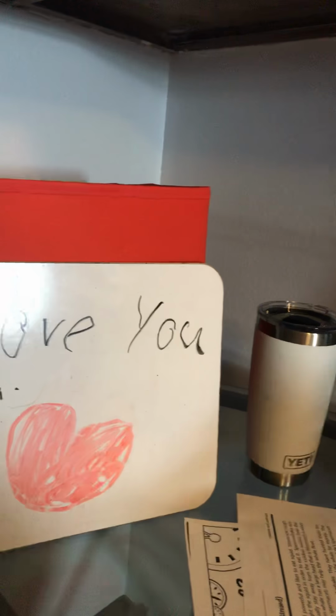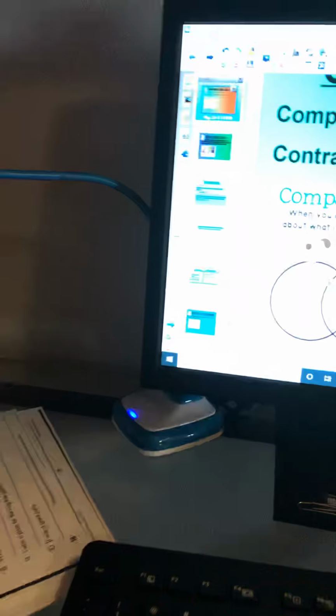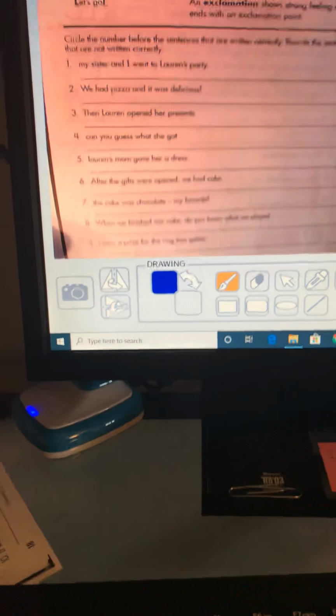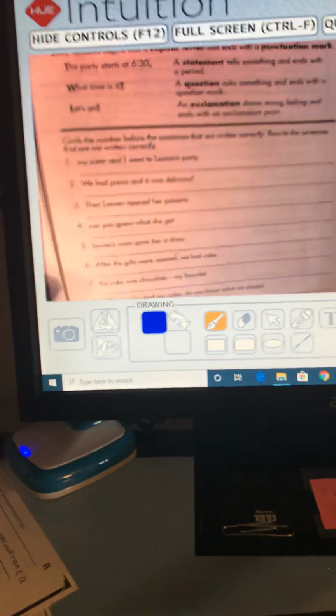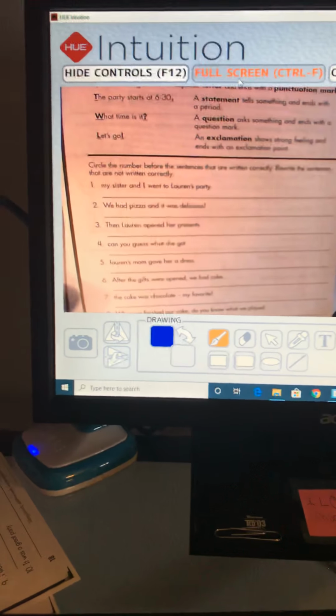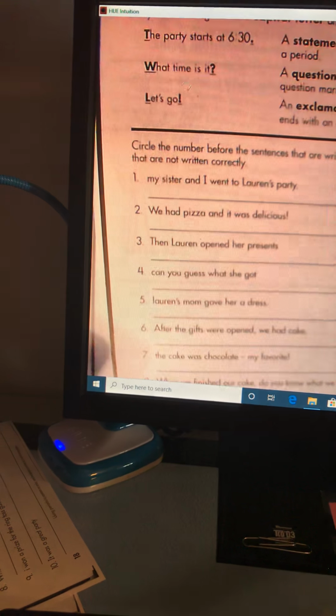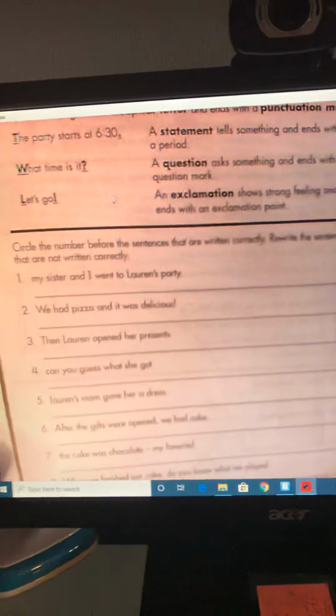All right. So your language for today is looking at different types of sentences. Now, I know this is something that you guys have looked at this year with Miss Lent. So I'm going to show you what the page looks like.